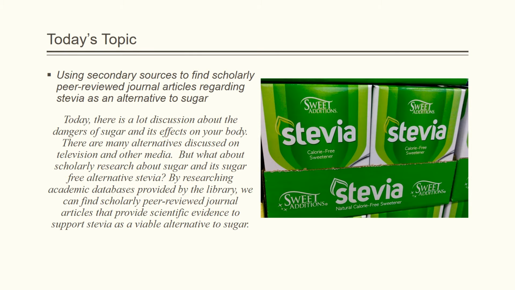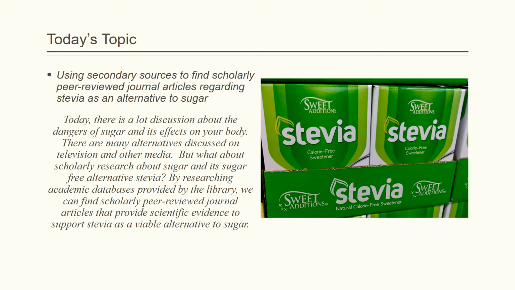Today's topic is using secondary sources to find scholarly peer-reviewed journal articles regarding stevia as an alternative to sugar. Today there's a lot of discussion about the dangers of sugar and its effects on your body. There are many alternatives discussed on television and other media. But what about scholarly research about sugar and its sugar-free alternative, stevia? By researching academic databases provided by the library, we can find scholarly peer-reviewed journal articles that provide scientific evidence to support stevia as a viable alternative to sugar.